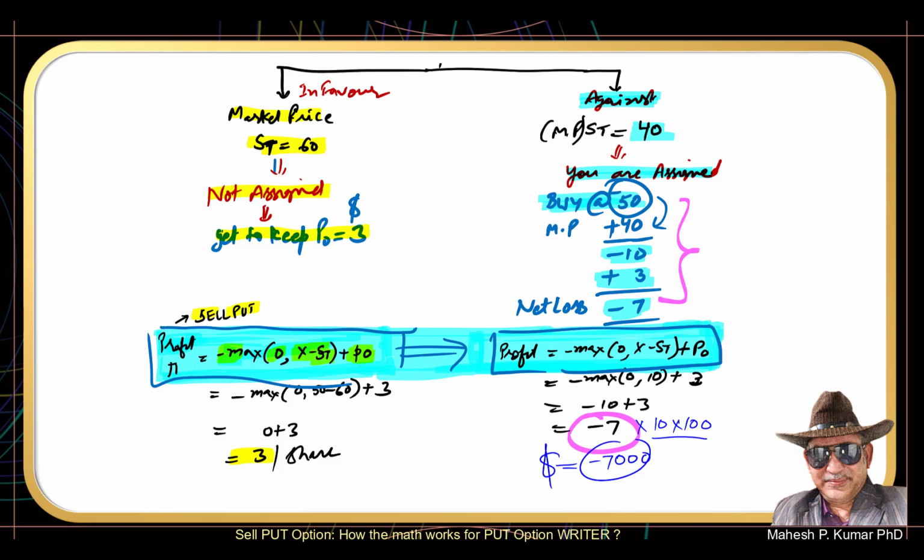So if the market price falls to $40 on expiration, as a put option writer you will lose $7,000. But if it goes up to $60, you were bullish and things went in your favor, then you will make a profit of $3,000, and that means the entire option premium that you received initially from the put option buyer, you will get to keep it because you won't be assigned. So this is how the math works for a put option writer.